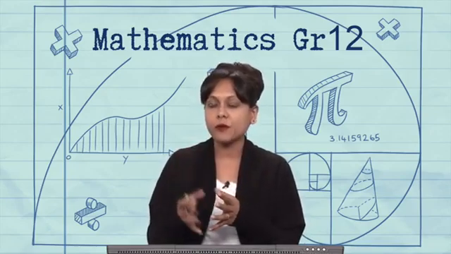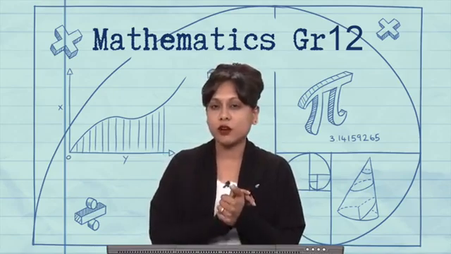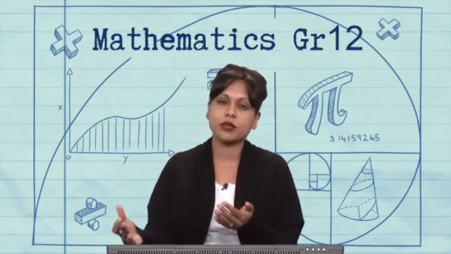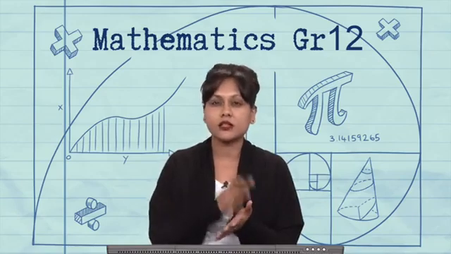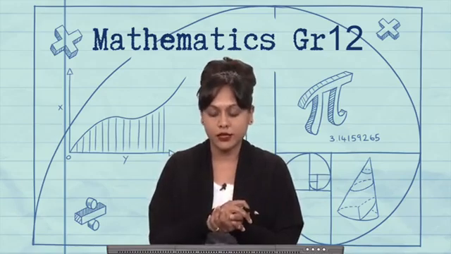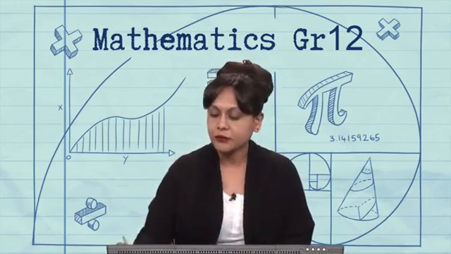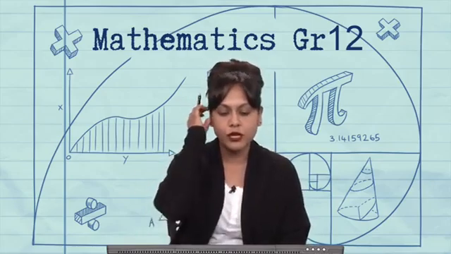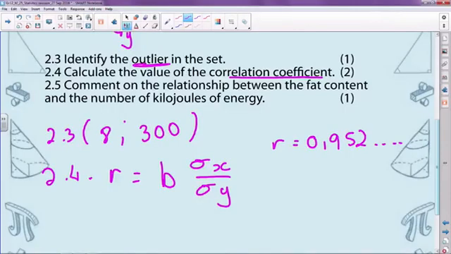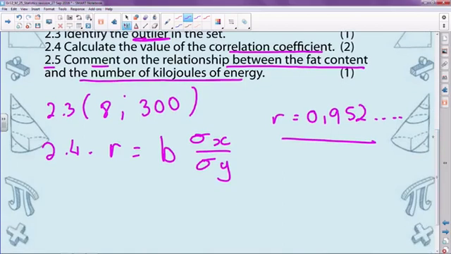So therefore, when you see questions for 1 or 2 marks, chances are the quickest way to do it is going to be by using your calculator. All right. Now we've answered part 2.4, calculate the value of the correlation coefficient. We've got that R is equal to 0,952. 2.5, comment on the relationship between the fat content and the number of kilojoules in energy.